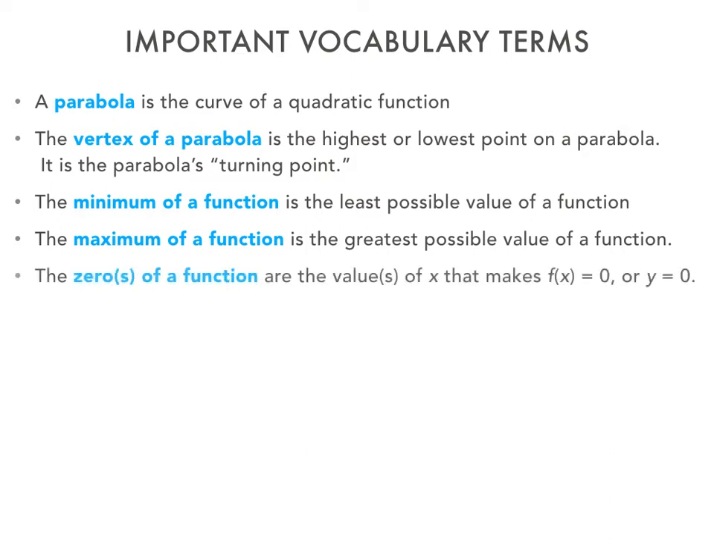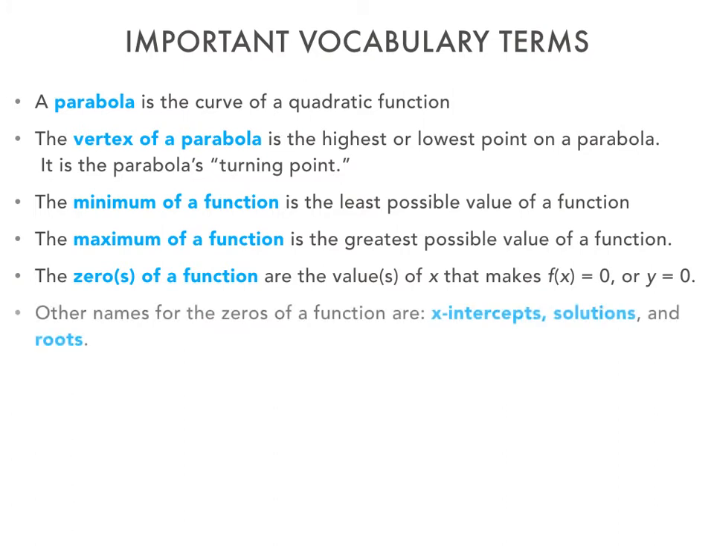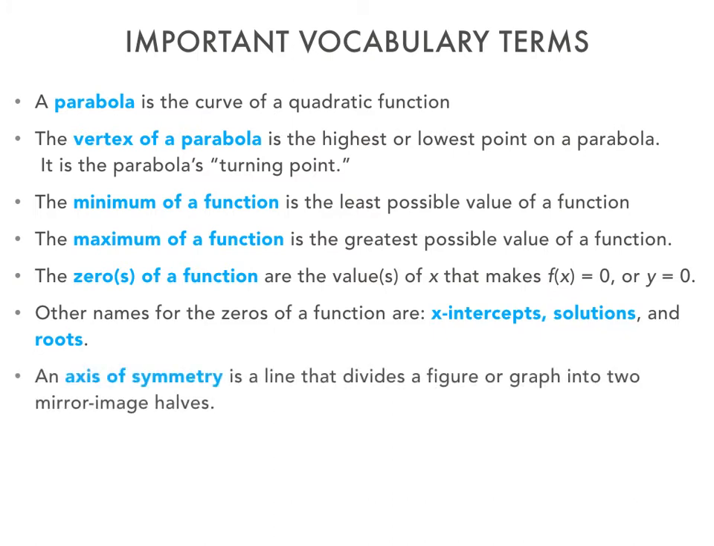The zeros of a function are the values of x that make the function equal to 0. Other names for zeros of a function are x-intercepts, solutions, and roots. An axis of symmetry is a line that divides a figure or a graph into two mirror image halves.